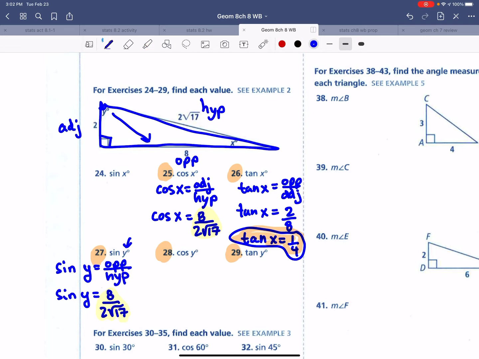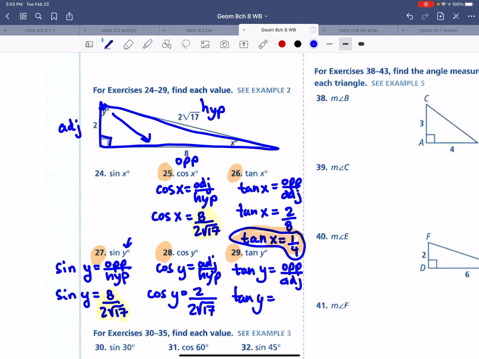All right, let's keep going. Cosine of y. So cosine of y is adjacent over hypotenuse. So cosine of y would be adjacent, I've labeled 2, and the gods are mad again. Last one, tangent. So the tangent of y is opposite over adjacent. So the tangent of y is opposite, I've labeled 8, adjacent 2. So we can clean this up. That'd be 4.